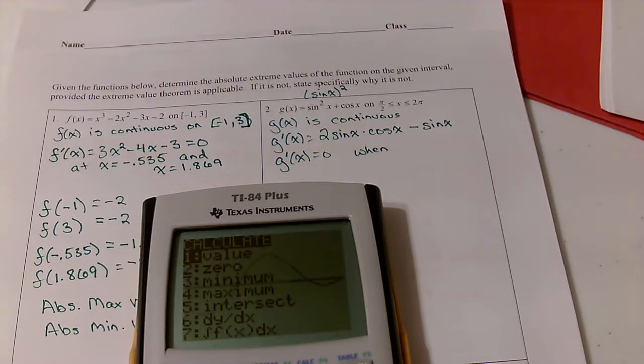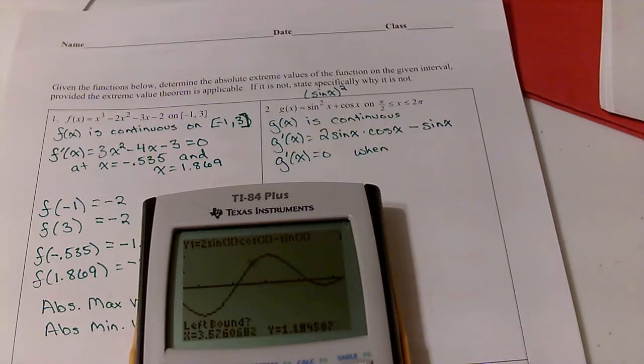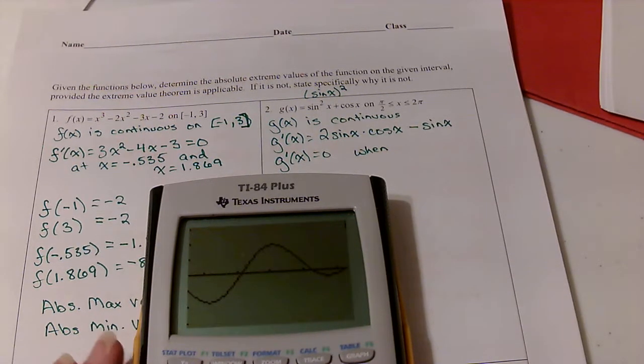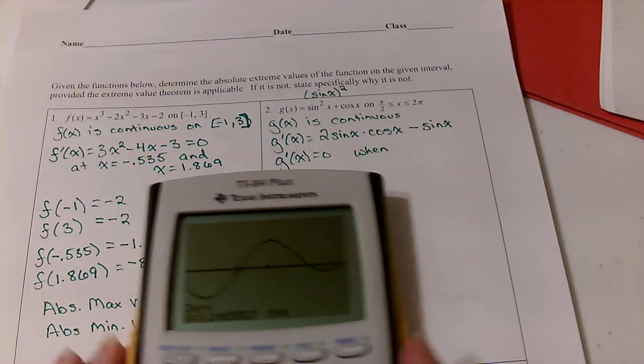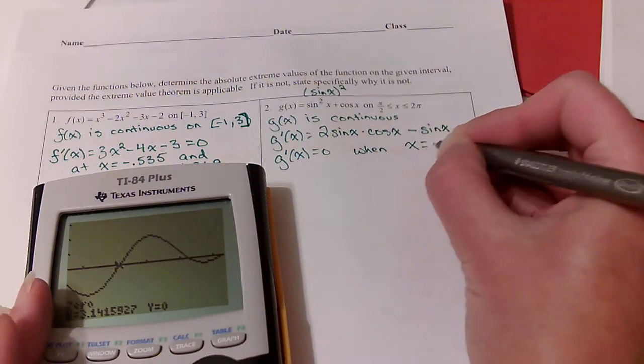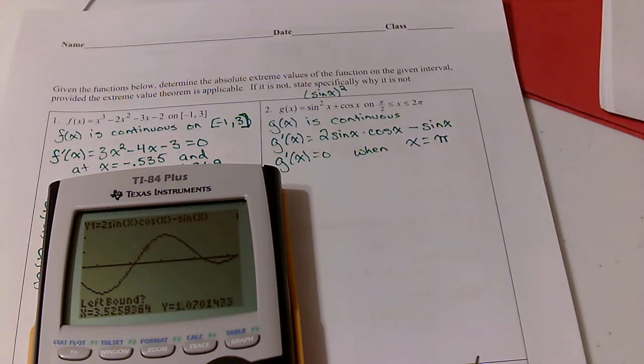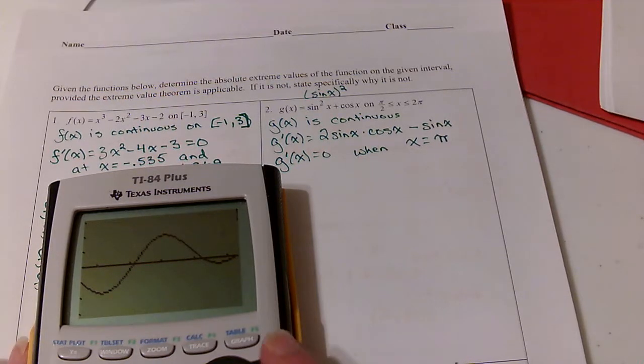So 0, left arrow over to get to the left of it. 3.141, oh, that's pi. And then the other one is over here. 5.236.